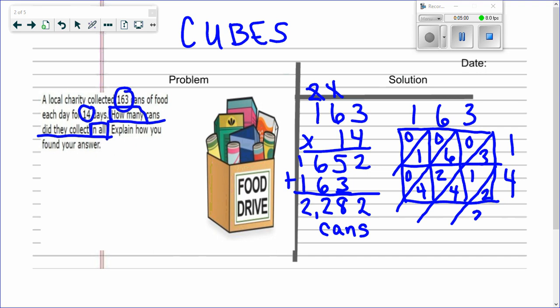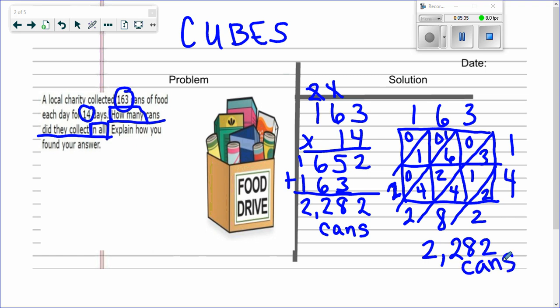This is basically our ones place right here. So put a 2. In our tens place, 3 plus 4 is 7, plus 1 more is 8. This is our hundreds column. So 6 plus 4 is 10, plus 2 more is 12. I'm going to regroup and bring that 1 up here. 1 plus 1 is 2. And we get the same answer, just using a little bit different strategy. So the answer again is 2,282 cans of food.